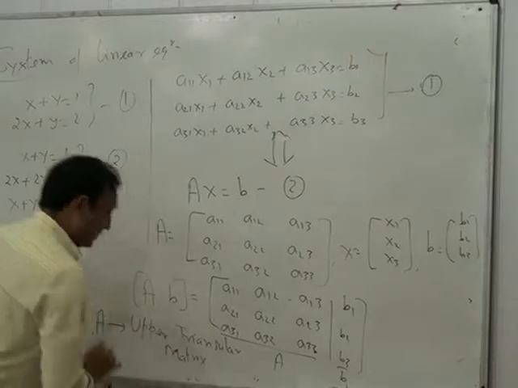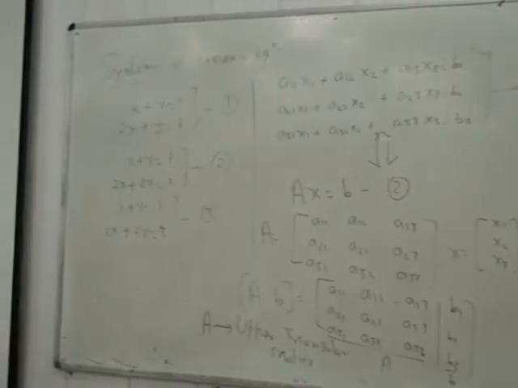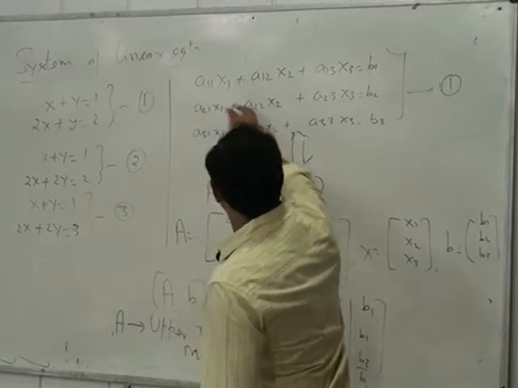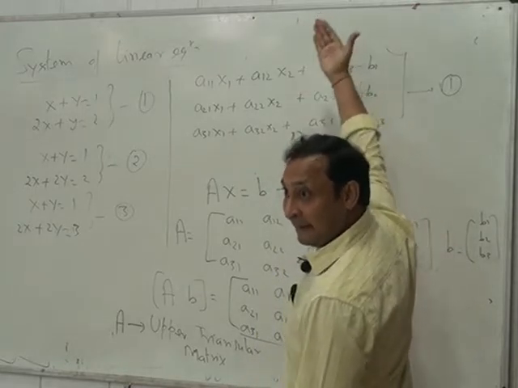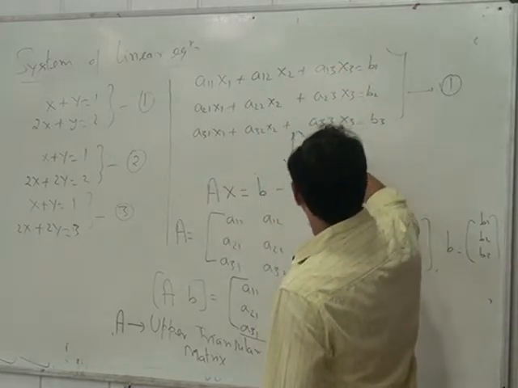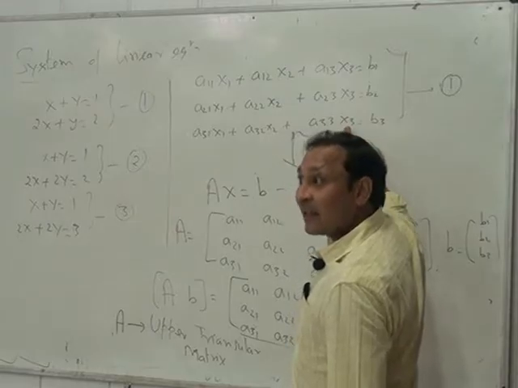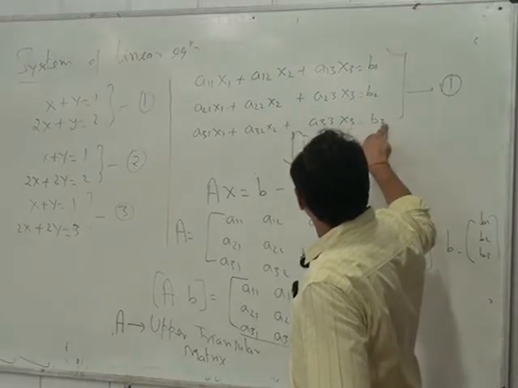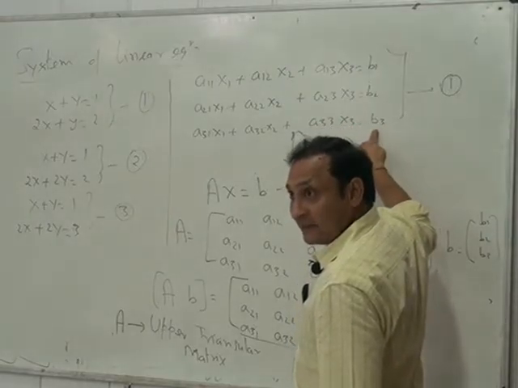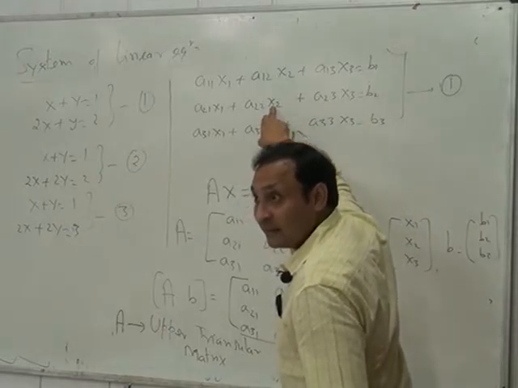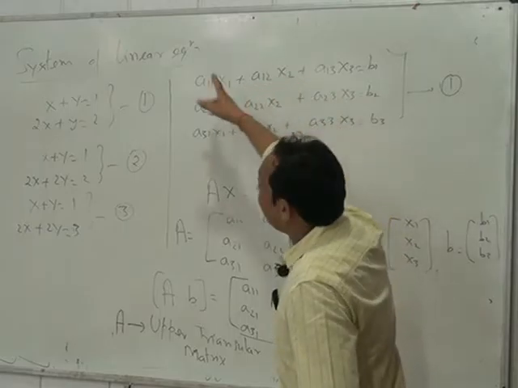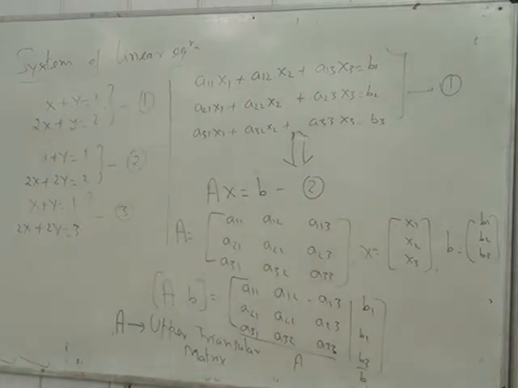Correct? This is what you do. First you make this 0 and then this 0, correct? What you are left with is an upper triangular matrix. Then how do you solve? First you solve for x3. So x3 is nothing but b3 divided by whatever number comes here, correct? Then plug in x3 here, you get x2. Now you know x2 and x3, plug them here, you get your x1 and the problem is solved.